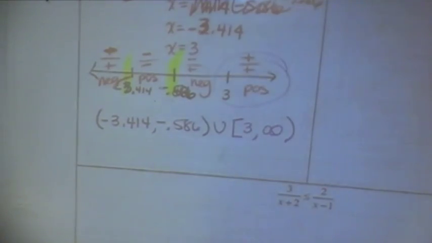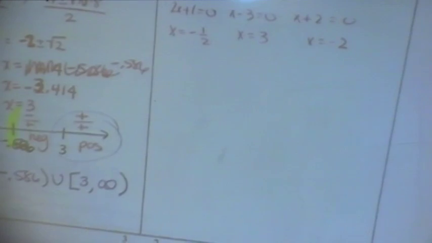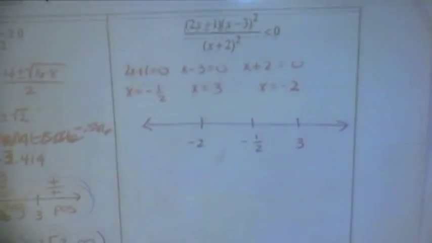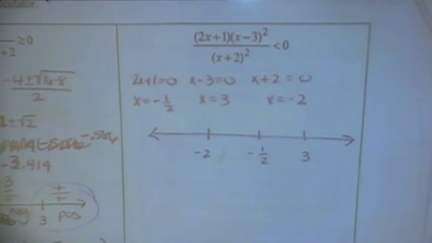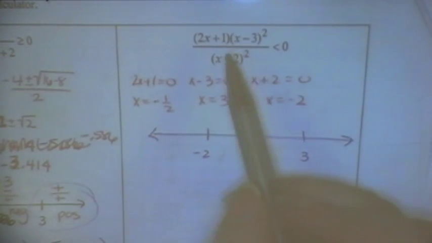Alright. This one's going to be a little easier because it's already factored for us. So you just have to find your zeros. So 2x plus 1 equals 0, x minus 3 equals 0, and x plus 2 equals 0. So x equals negative 1/2, x equals 3, and x equals negative 2. Set up your number line. Negative 2, negative 1/2, and 3. You're going to check each region and see what kind of sign you end up having.